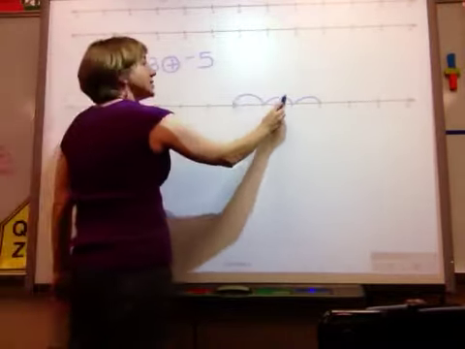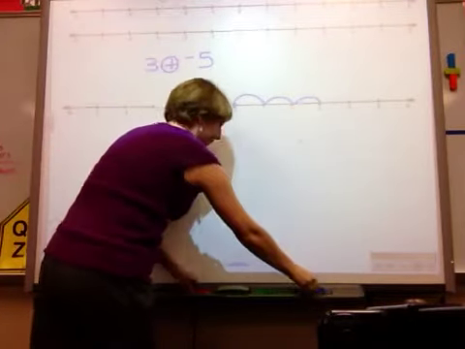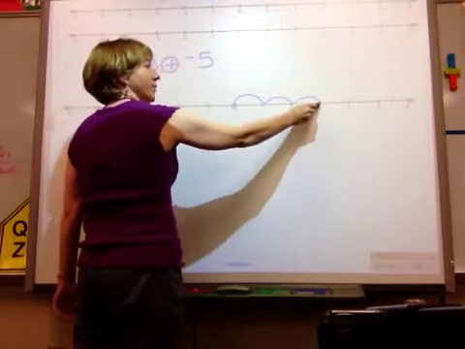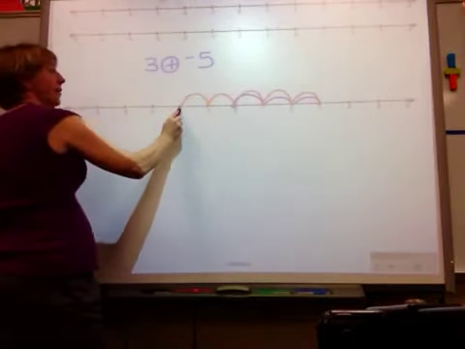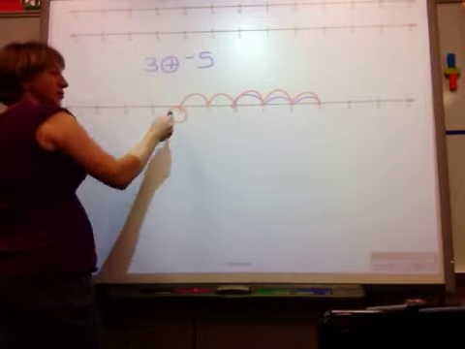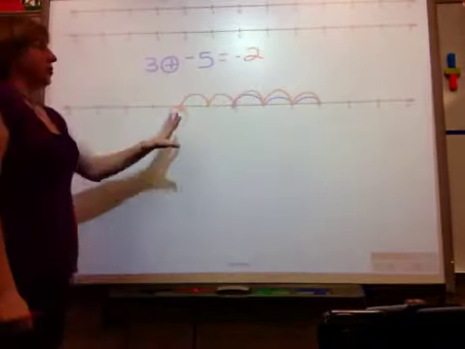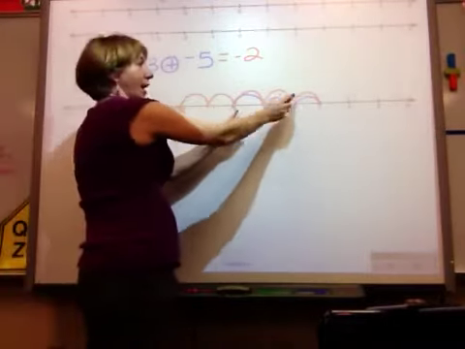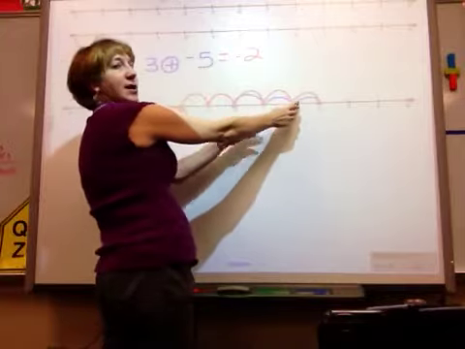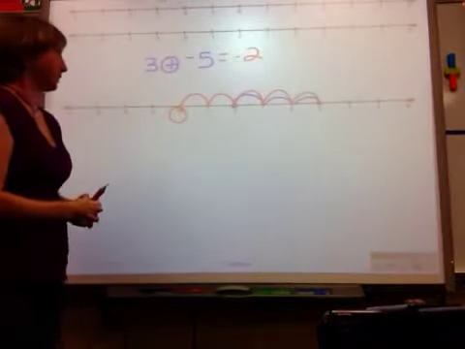So I was at 3. Now I'm going to move left 5. So I'm going to go from the 3. 1, 2, 3, 4, 5. Wherever I end up is my answer. Negative 2 in this case would be my answer. So using the number line, for any positive number I see, I'm going to move to the right. For any negative number I see, I'm going to move to the left. Wherever I end up, that is my answer.